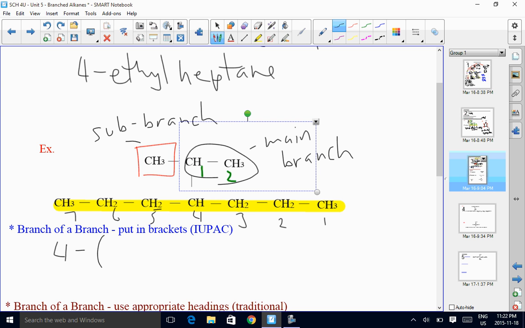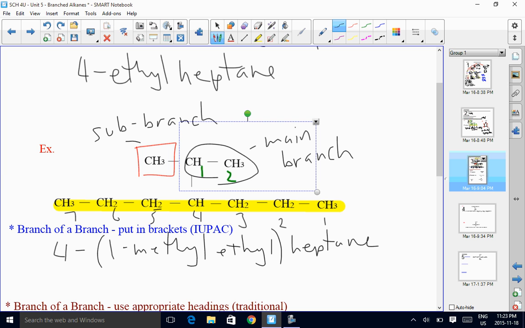Okay, so you go sub-branch, then main branch. The sub-branch is connected to the number 1 carbon of the main branch, so it's 1-methyl. The main branch is called an ethyl. I don't put a number for it because I already have the number 4. And then the main thing is heptane. The main parent chain is heptane.